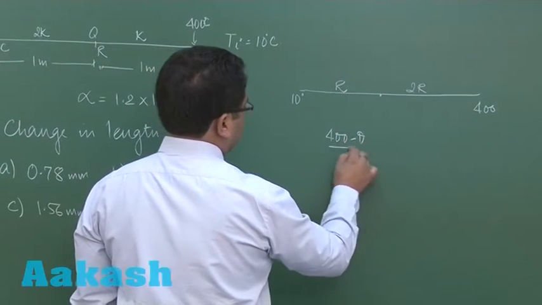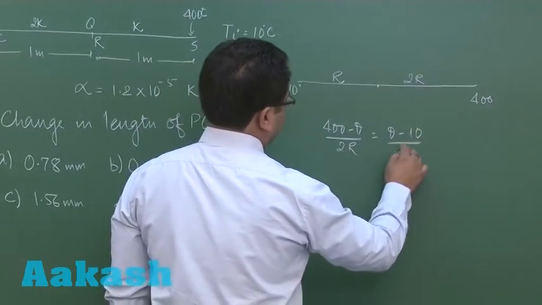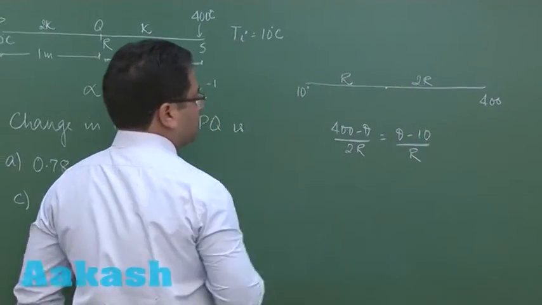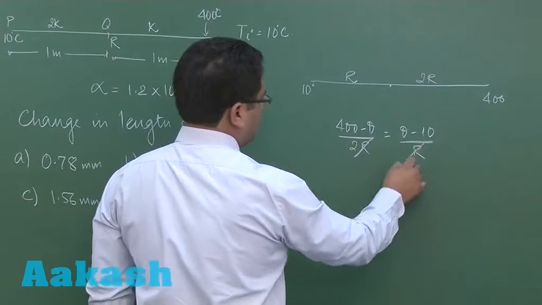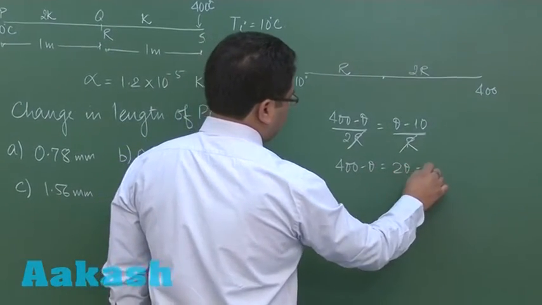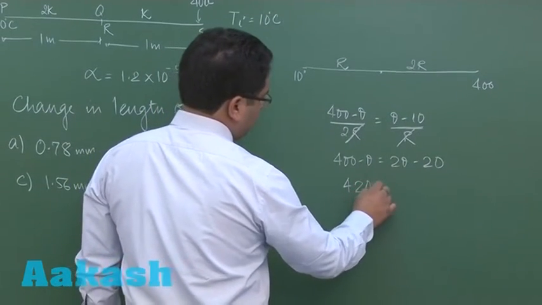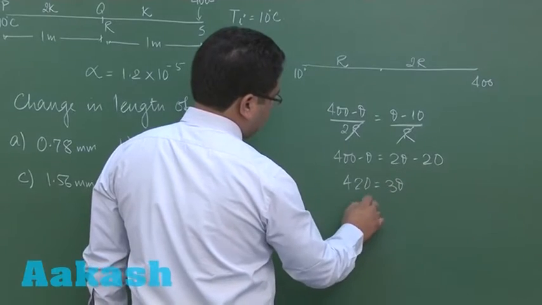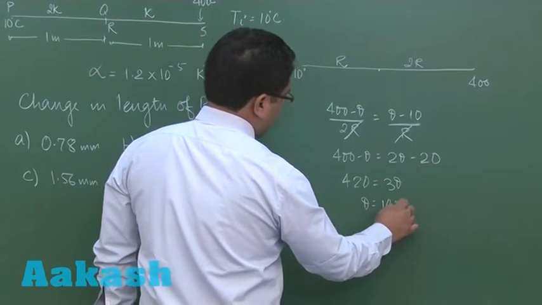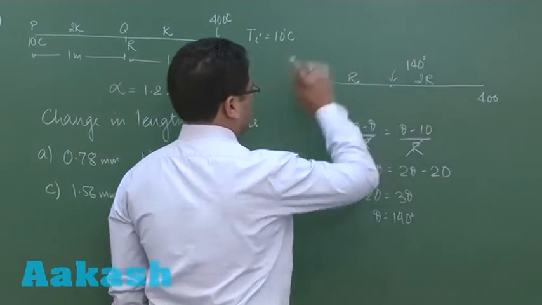400 minus theta by 2R is theta minus 10 by R. The series combination that I used, that would be 400 minus theta is 2 theta minus 20, and this would be 420 equals 3 theta. In other words, theta is 140 degrees. This is the temperature of the junction.